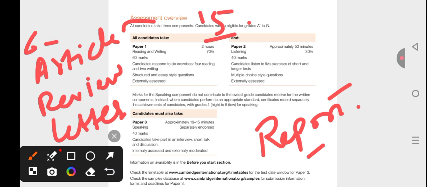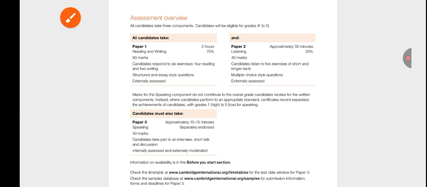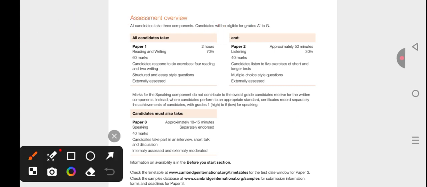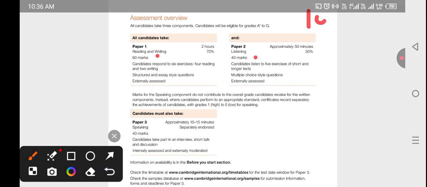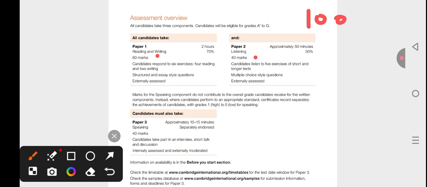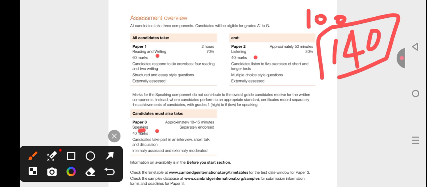Okay, I guess we should move forward to the second paper, that is based on listening. Students, let me explain it. 60 marks are going to be for reading and writing, but 40 marks are going to be for the listening paper. So a total of 100 marks, and then the speaking endorsement again 40 plus one. So 140 marks in total for the whole IGCSE ESL exam.